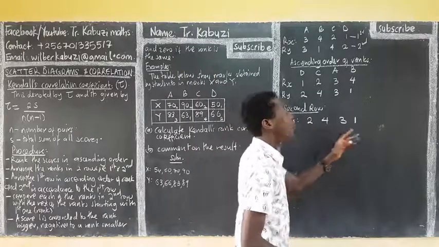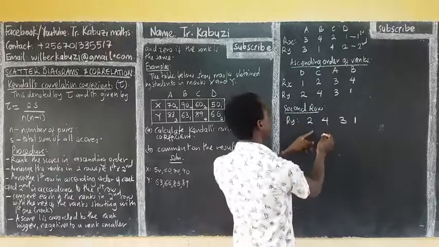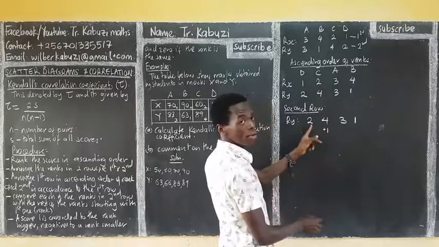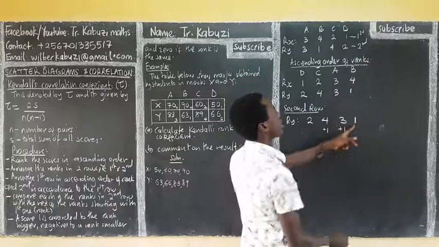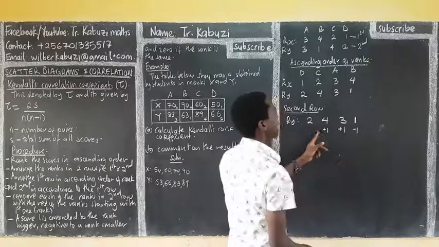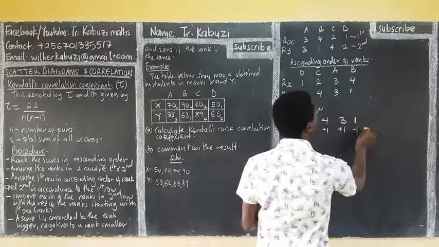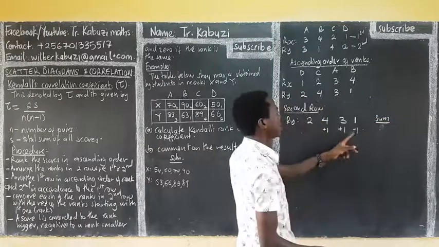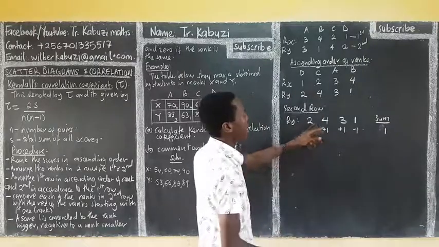And then after, we sum them. So, for the 2, this one we give a positive 1 because it's bigger than 2. This one is also bigger than 2, so we give it a positive 1. This one is smaller than 2, so it takes a negative 1. And after, we sum these. When we add these, we get a 1. Then we come to the 4.